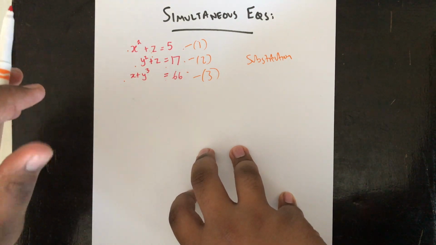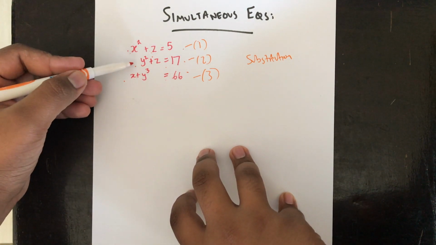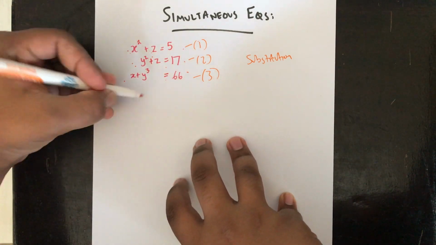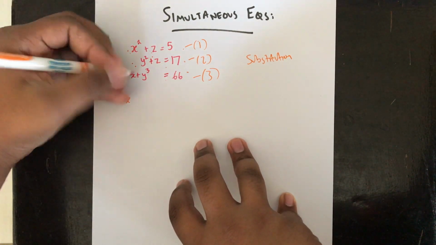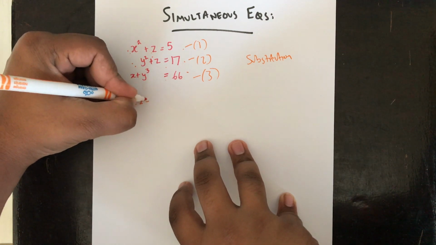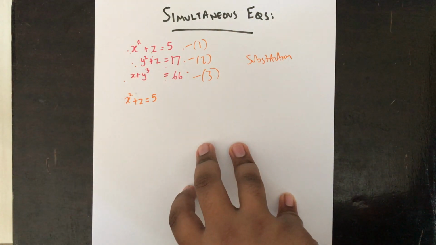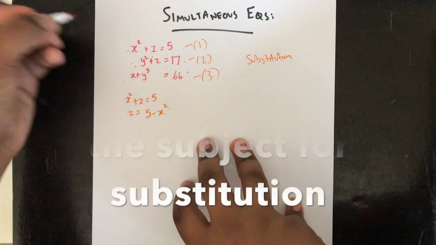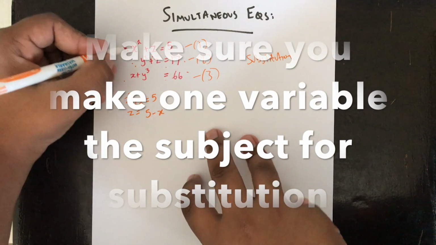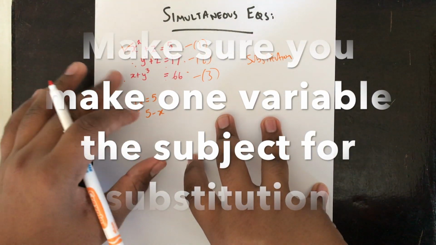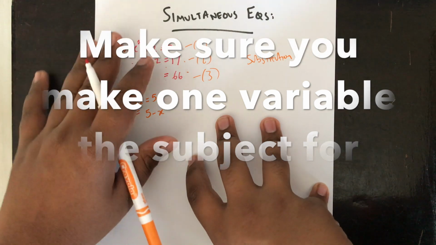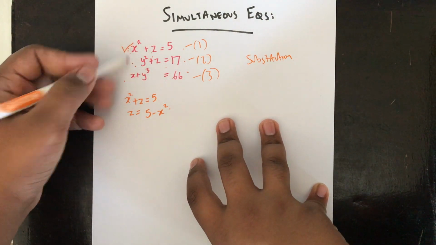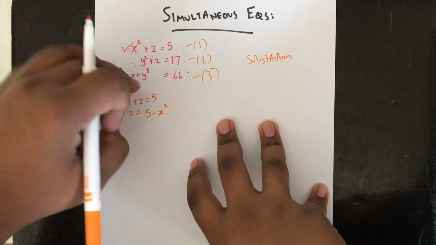The easiest seems to be equation 1 or equation 2, where I can make z the subject. So let me use equation 1. Equation 1 says x squared plus z is equal to 5. Now I can make z the subject: z is equal to 5 minus x squared. I have already used equation 1 in this question. Whenever you use an equation, tick it so that you know you're not going to use it again. So now what's left is equation 2 and equation 3.